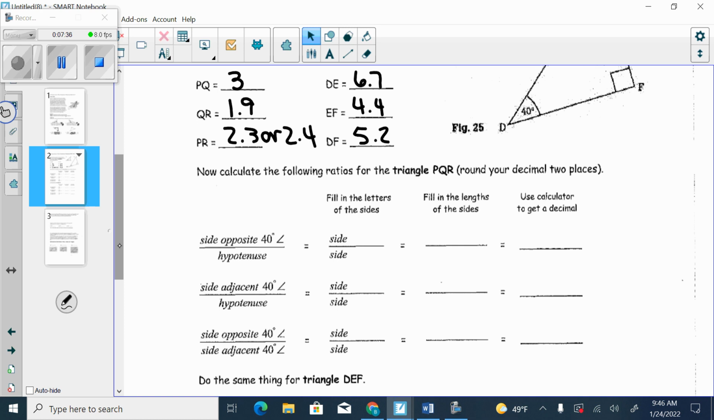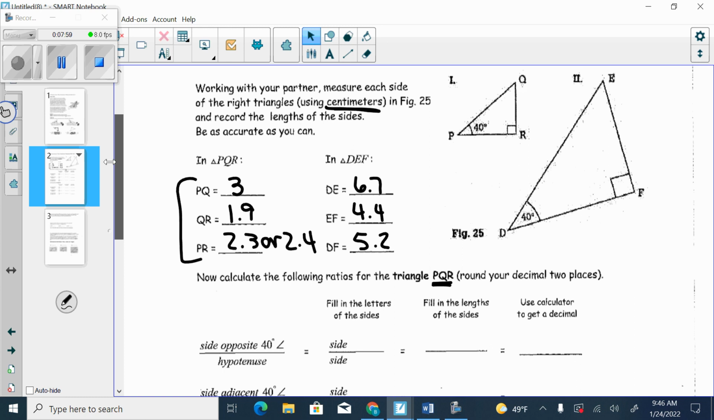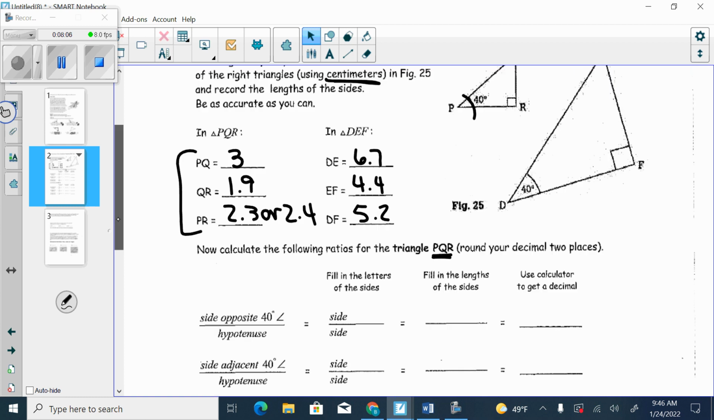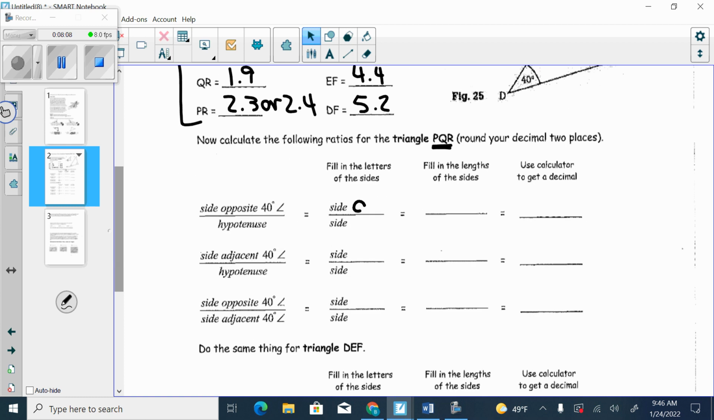So whenever we get down here, they are asking us to only be looking at the measurements for triangle PQR. So we only need these 3 numbers right now. They want us to fill in the sides that are opposite and adjacent and then actually plug in those numbers and find out what the simplified ratio would be. So, in this figure, we're looking at the 40-degree angle. Which side is opposite of the 40-degree angle? QR. Okay, so that's what I'm going to put right here.